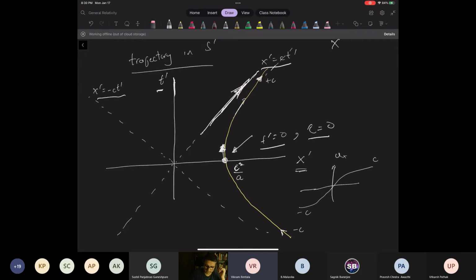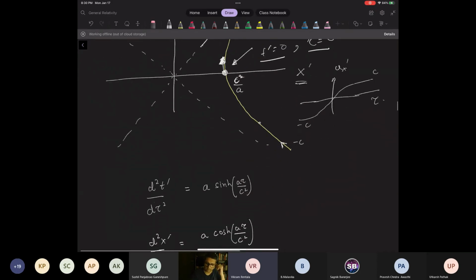This is ux prime as a function of tau. And tau is a parameter that describes how much time has elapsed on this trajectory. It's not the same as t prime. t prime is the time that has elapsed in this inertial frame s prime. So tau is some parametric way of parameterizing the proper time along this trajectory.